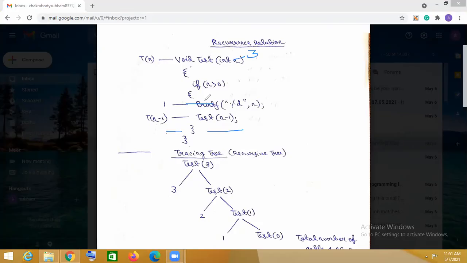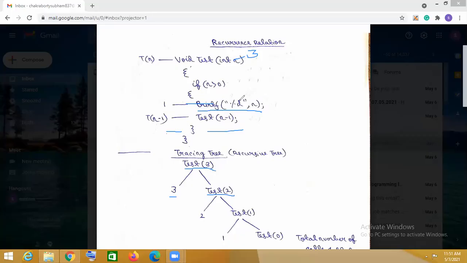3 is greater than or equal to 0. Then 3 will be printed, and test(3 minus 1), meaning test(2), will be called. That is shown here: if we pass 3, the value 3 will be printed and the function will call itself. Then the function will run again, and the n value will be 2.